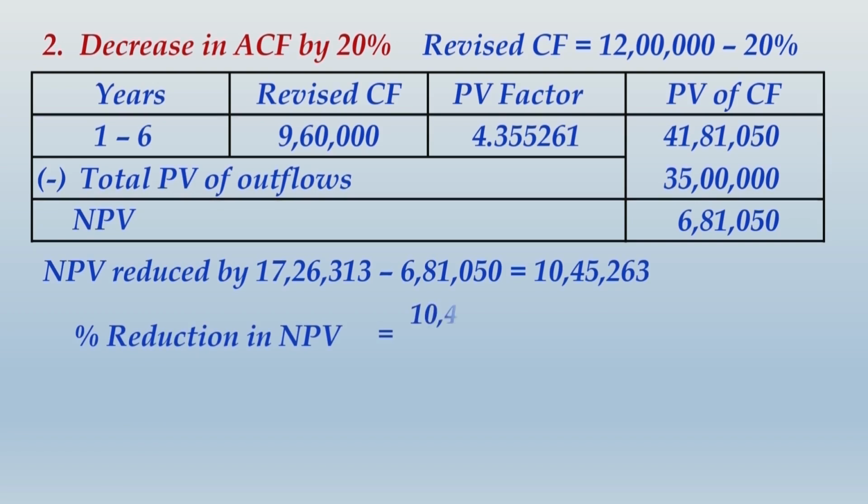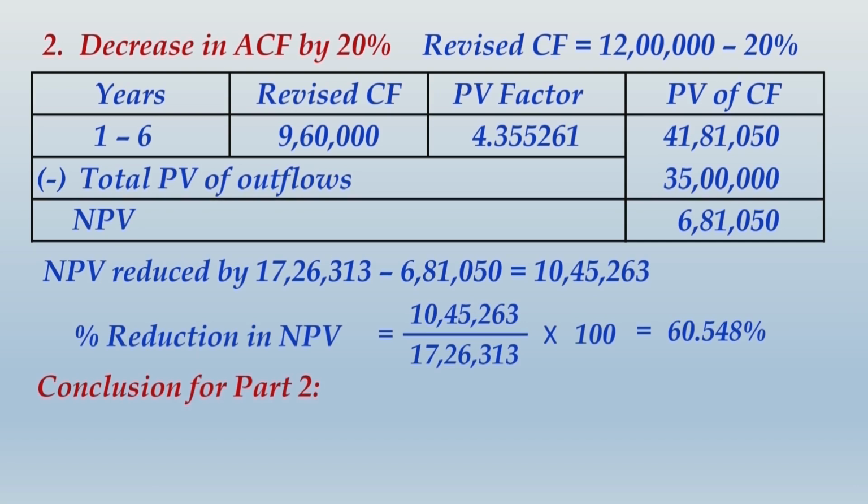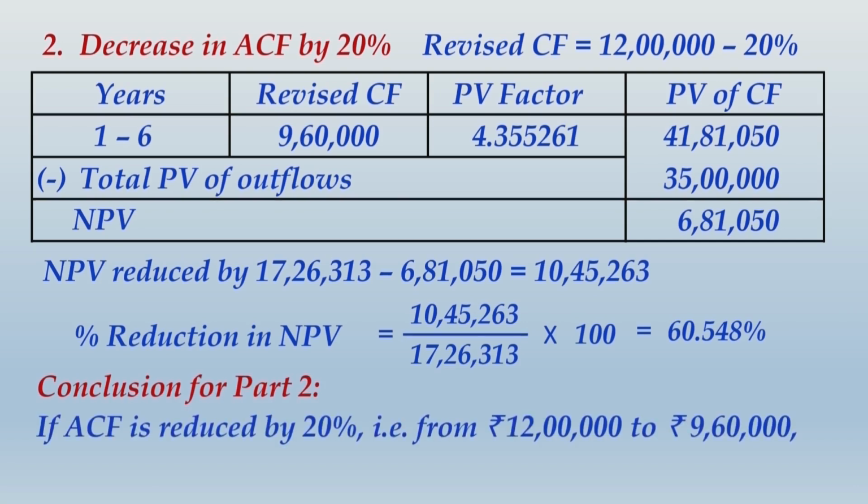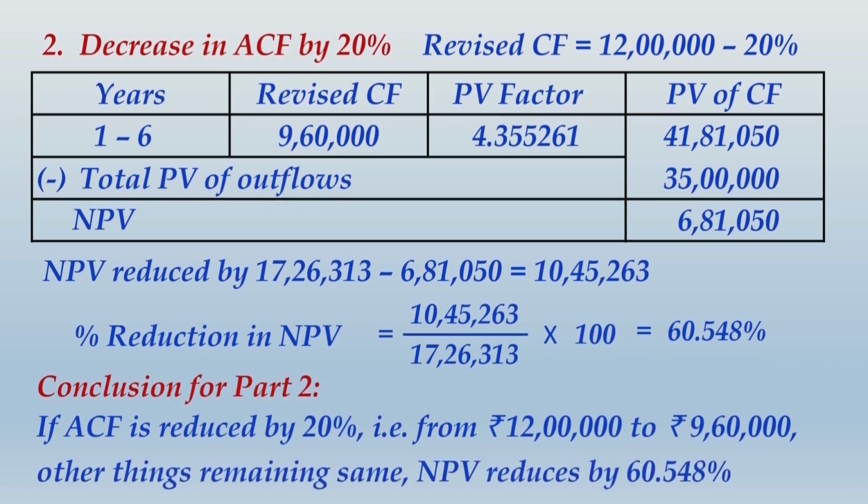Your NPV reduces by 10,45,263, and percentage reduction in NPV would come to 60.548%, or you can also write that as 60.55%. Conclusion for part 2, if annual cash flow is reduced by 20%, that is from 12 lakhs to rupees 9,60,000, other things remaining same, NPV reduces by 60.548%. So please ensure that you have written this whole thing and then proceed ahead.